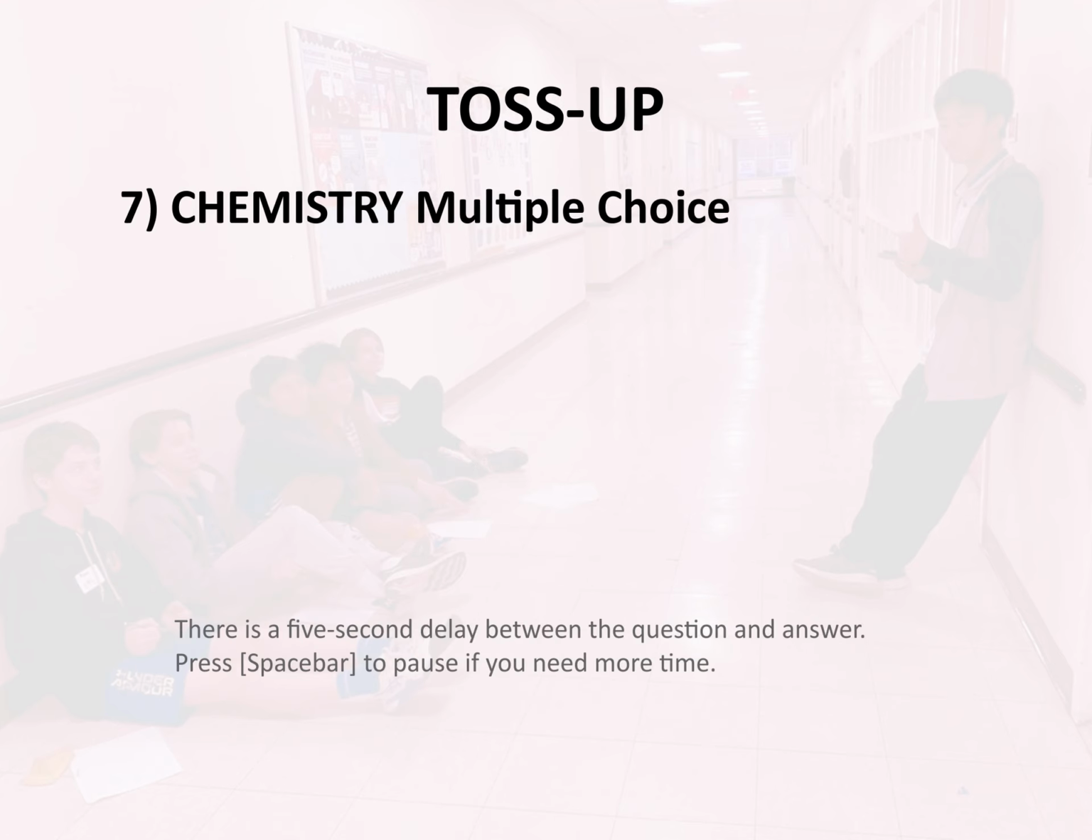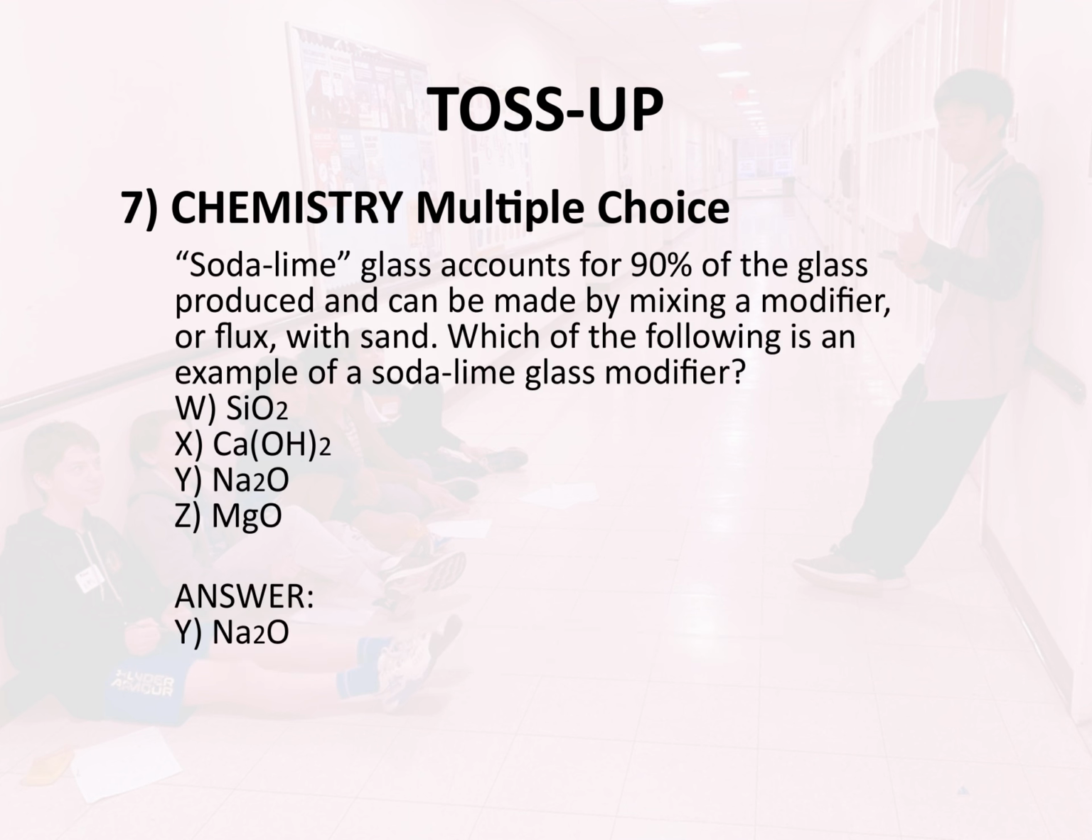Toss-up 7. Chemistry. Multiple choice. Soda-lime glass accounts for 90% of the glass produced and can be made by mixing a modifier, or flux, with sand. Which of the following is an example of a soda-lime glass modifier? W. SiO2. X. CaOH2. Y. Na2O. Z. MgO. Answer: Y. Na2O.